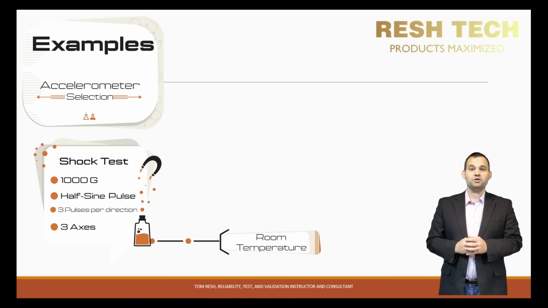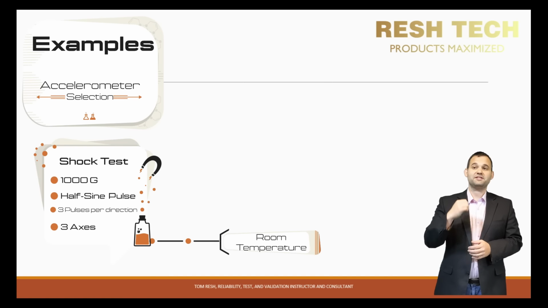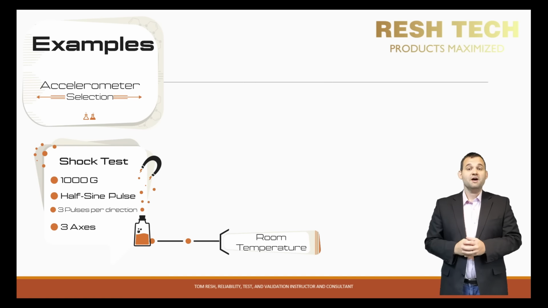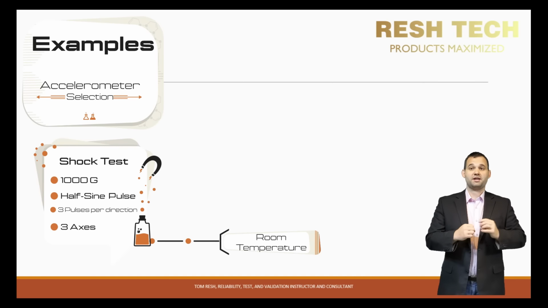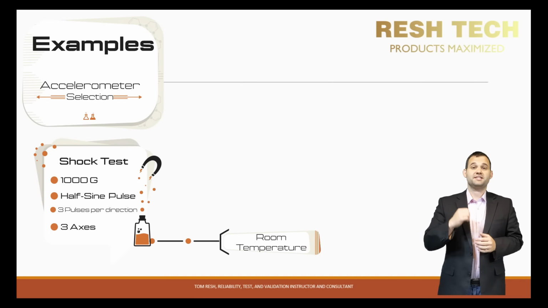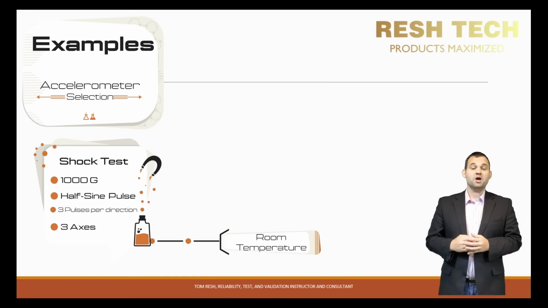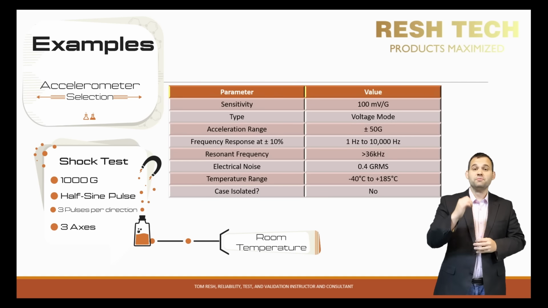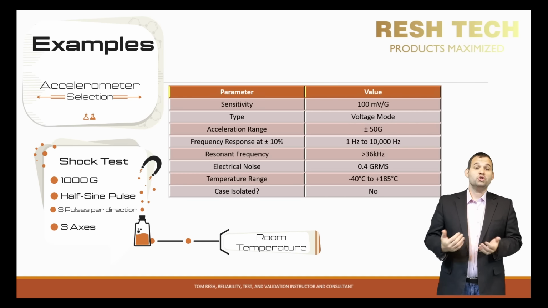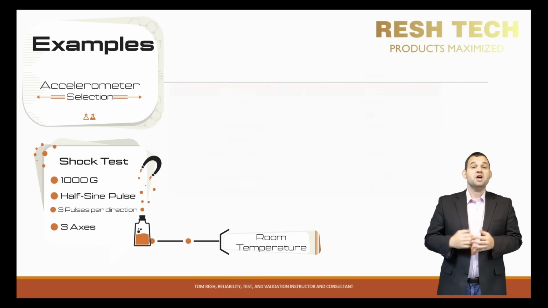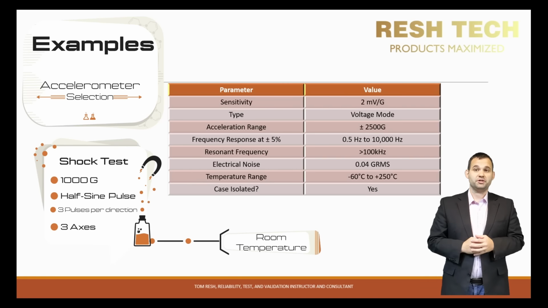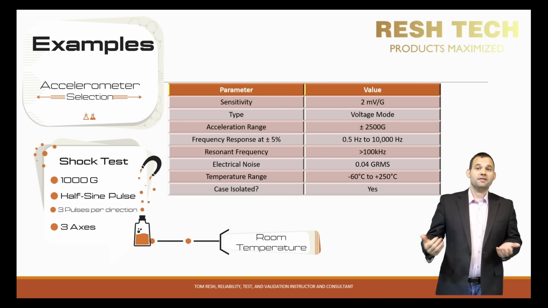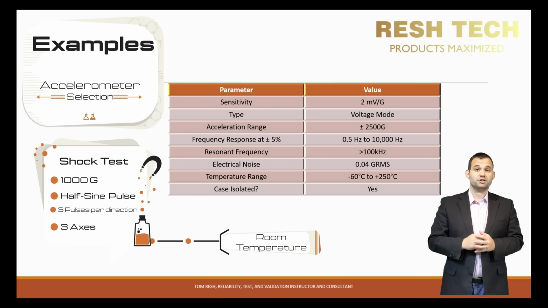If your eyes glazed over and you have no idea what I'm talking about with half sine and pulses and blah blah blah, feel free to check out my video on mechanical shock testing to get up to speed. In this example, we have 2 accelerometers to choose from. The first accelerometer has a 100 millivolt per G sensitivity. Note the max G level on the accelerometer and let's move on. Oh wait, also note the frequency response. Okay, let's move on. Next, we have a 2 millivolt per G sensitivity accelerometer. Once again, take a look at the max G level the accelerometer can handle and the frequency response.